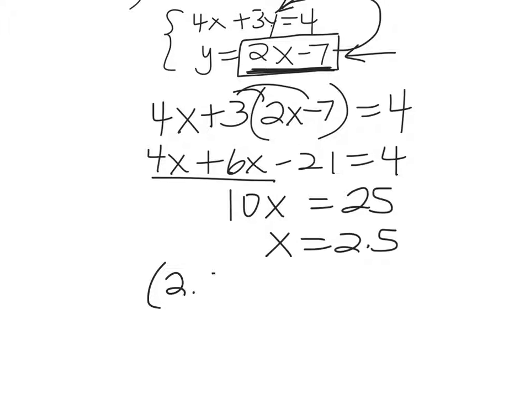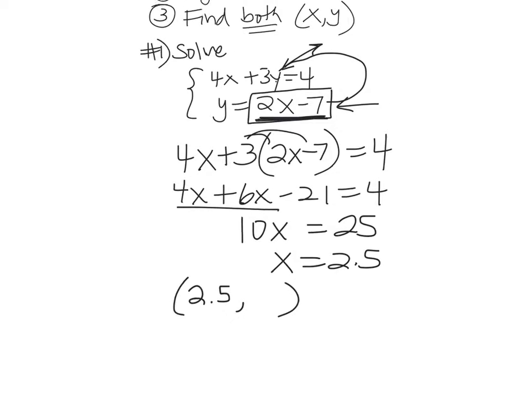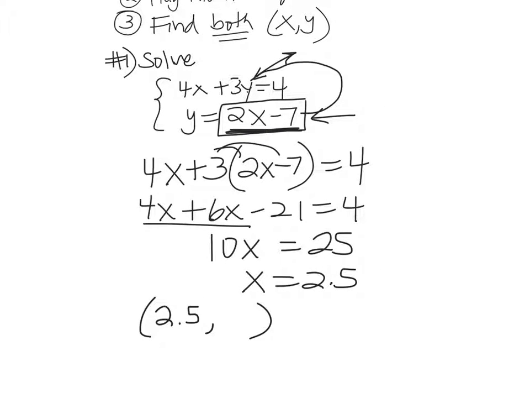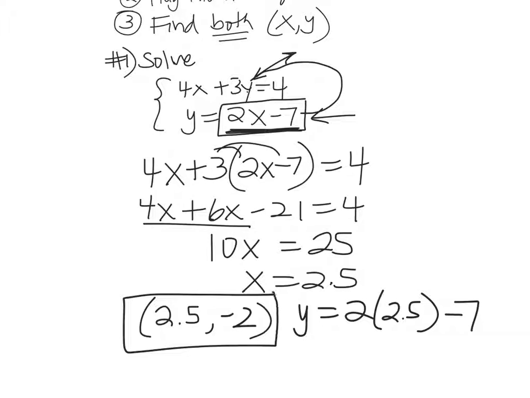You're not done. Then you have to plug the x in. So now you need to take that x and plug it into any equation, and I'll tell you what the easiest one is. I would plug it in right here: y equals 2 times x minus 7. So y equals 2 times 2.5 minus 7. Good. You did that in your head. That's really good. Negative 2. So the point of intersection would be 2.5, negative 2.